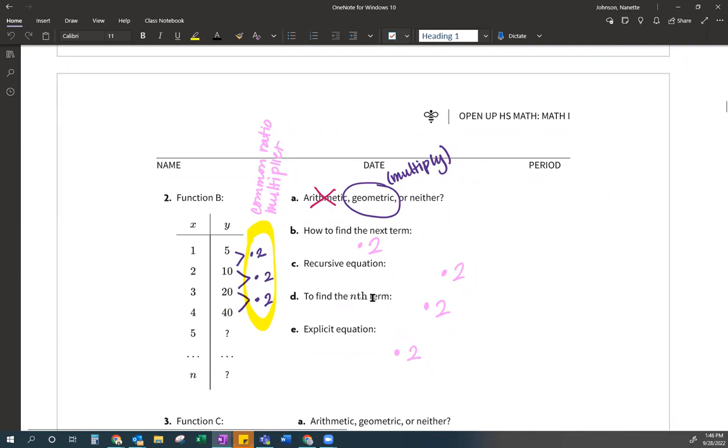Okay, moving on. So we're done with this part. It's geometric. How to find the next term? We're just going to multiply the previous term by 2. Maybe I should write "multiply." So let's put that in parentheses. Let's use another color. Multiply by 2 to get the next term, right?